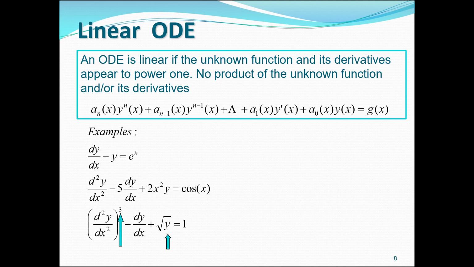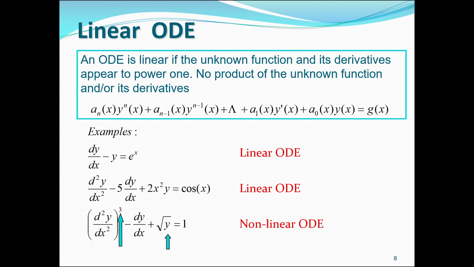Next, we see the linear ordinary differential equation. An ordinary differential equation is linear means the unknown function and its derivatives appear with power 1. For example, dy by dx minus y equal to e power x. This is a linear ordinary differential equation. And the second one is d squared y divided by dx squared minus 5 into dy by dx plus 2 into x squared y equal to cos x.